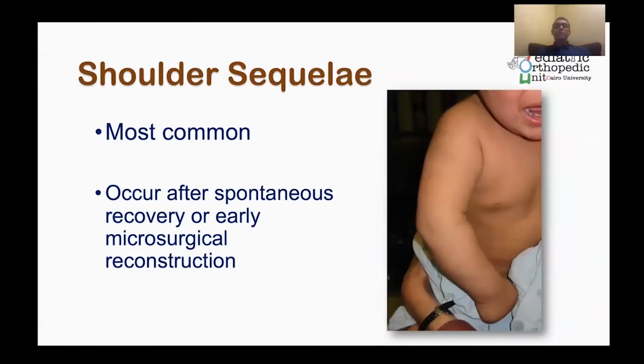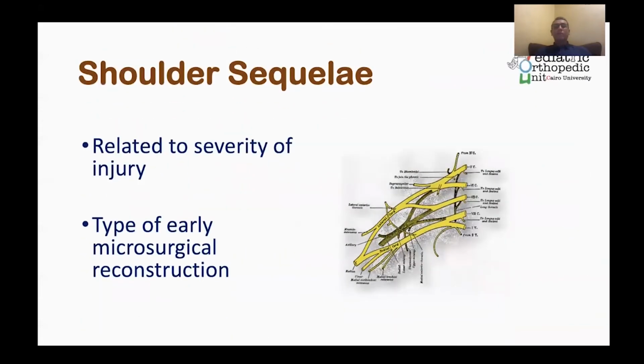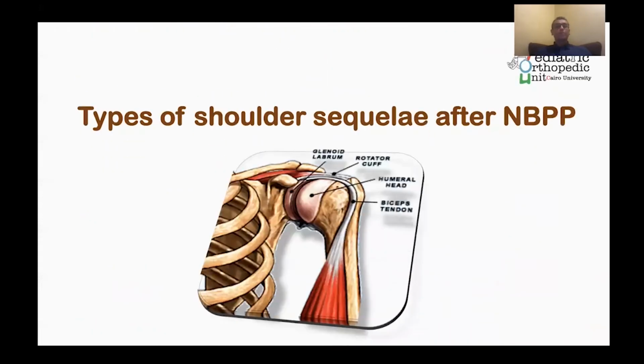The shoulder is the most common to be affected and to have later sequelae of brachial plexus palsy, and the shoulder sequelae is related to the severity of the injury and the type of microsurgical reconstruction. Sometimes we take all the nerve supply of the shoulder and give it to the hand, and this leaves the shoulder paralytic, and this may be a cause of later sequelae of brachial plexus palsy.